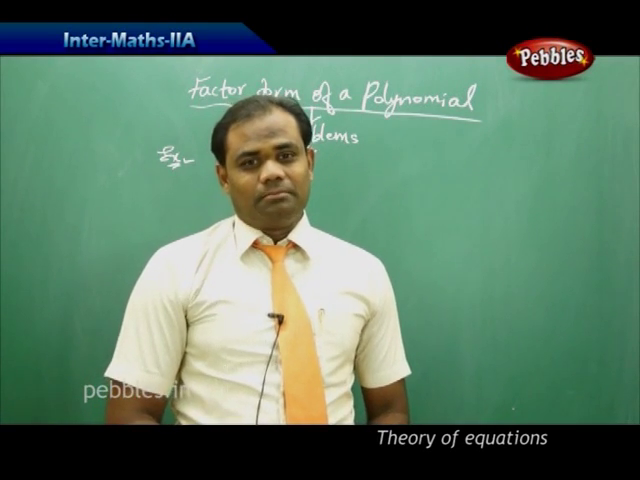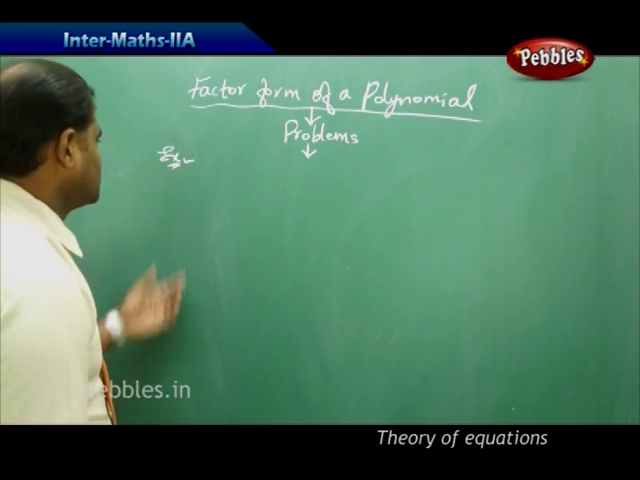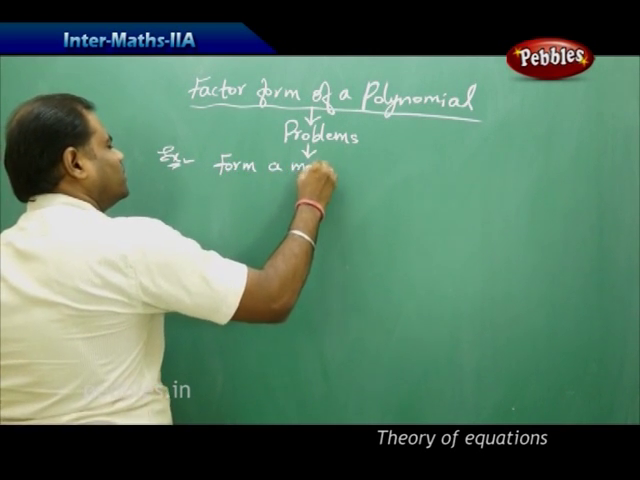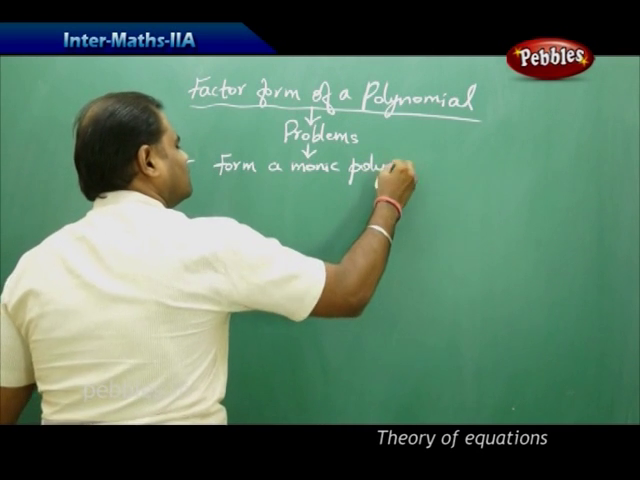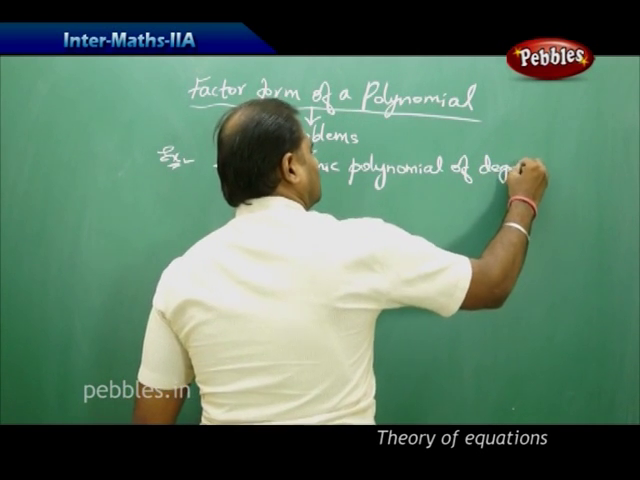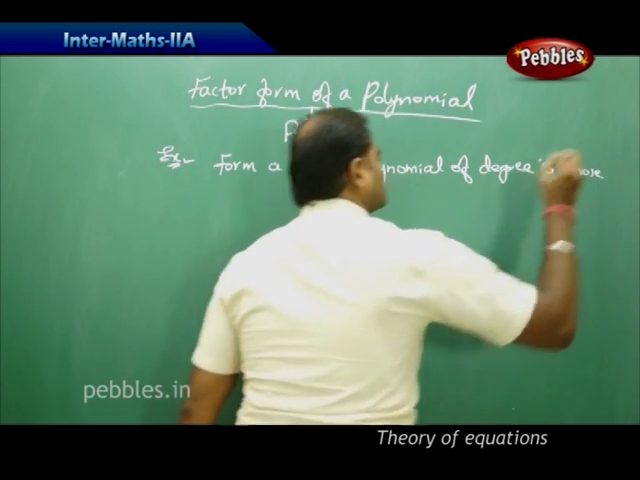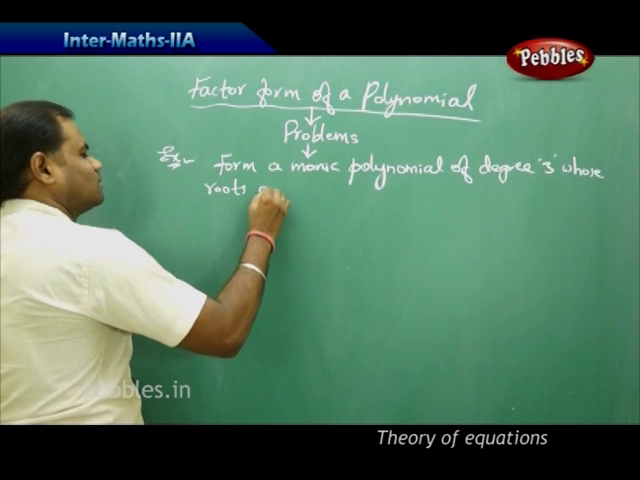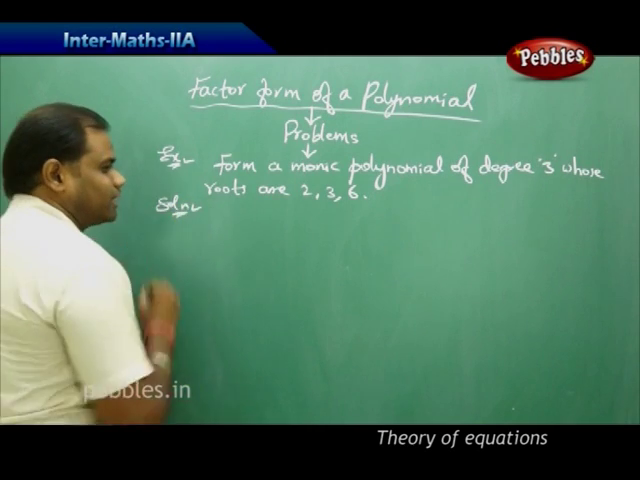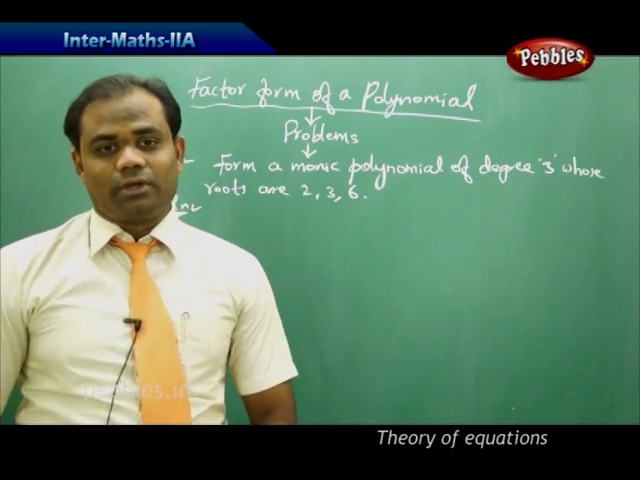Now let's see a problem supporting the factor form of a polynomial. Say for example, I have an example problem which says: form a monic polynomial of degree 3 whose roots are given to be 2, 3 and 6. Now we take into consideration all the properties of polynomials which we have discussed to do this problem.